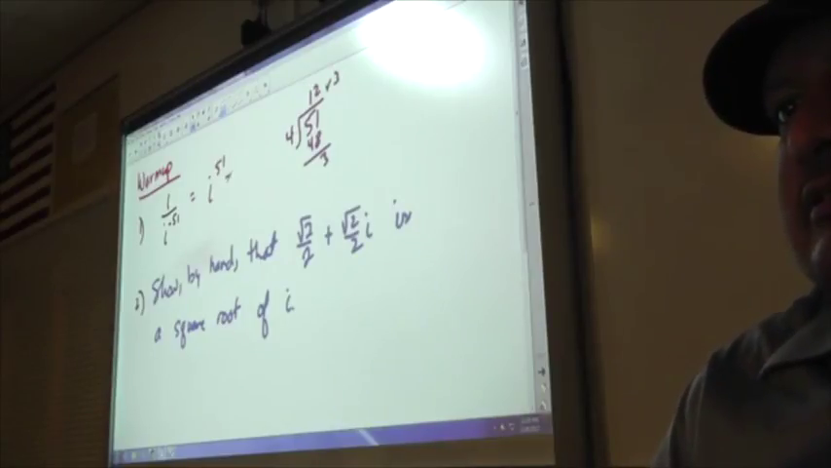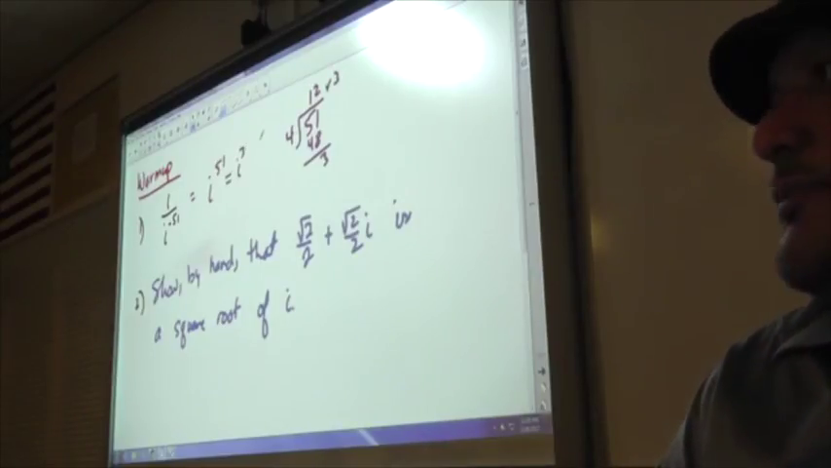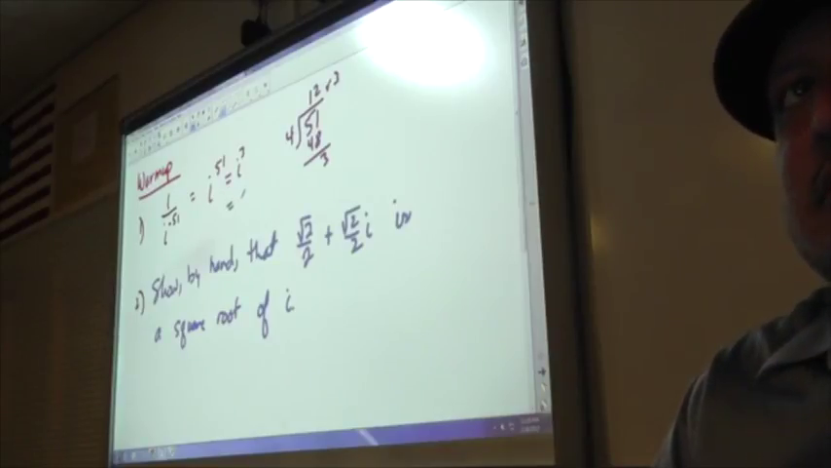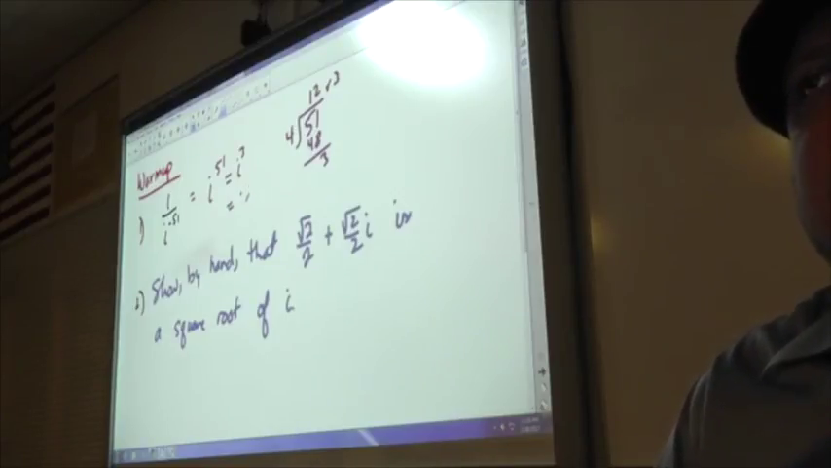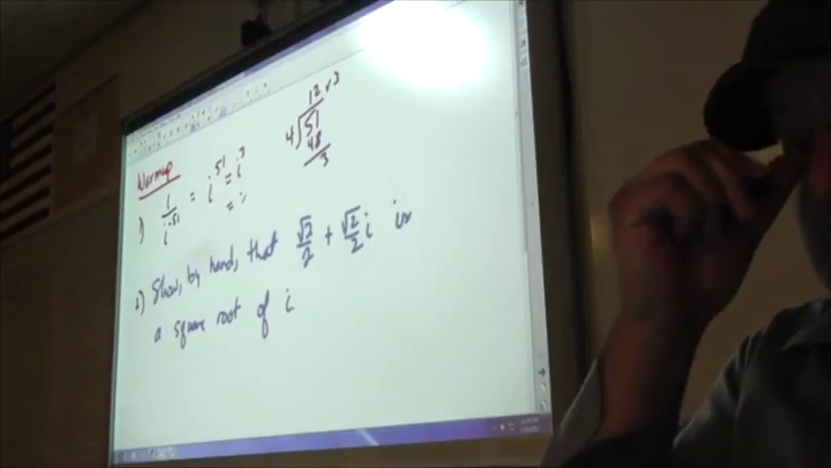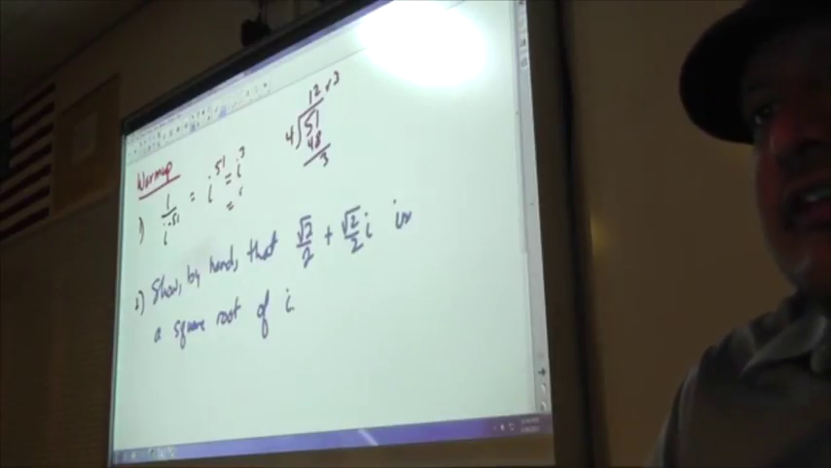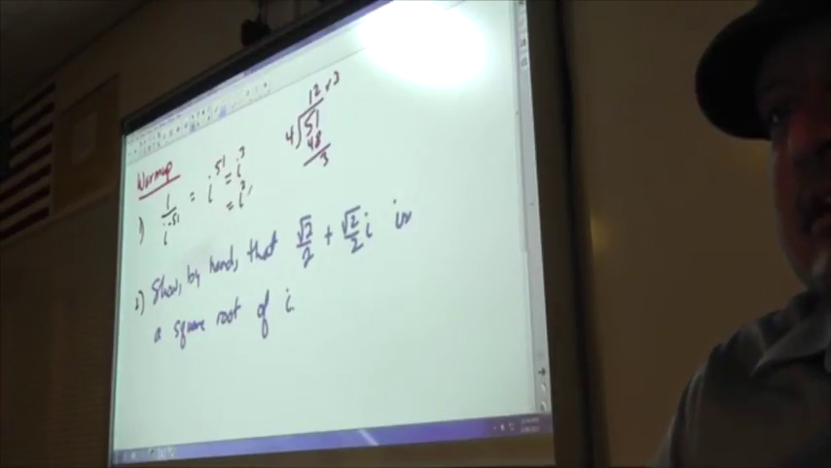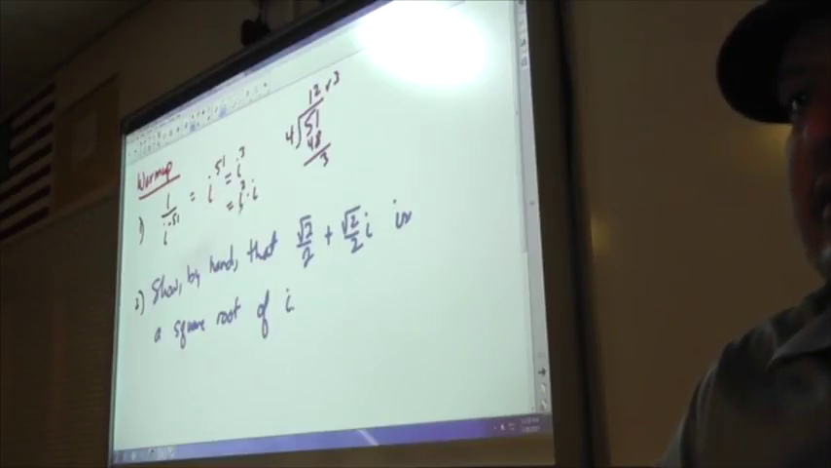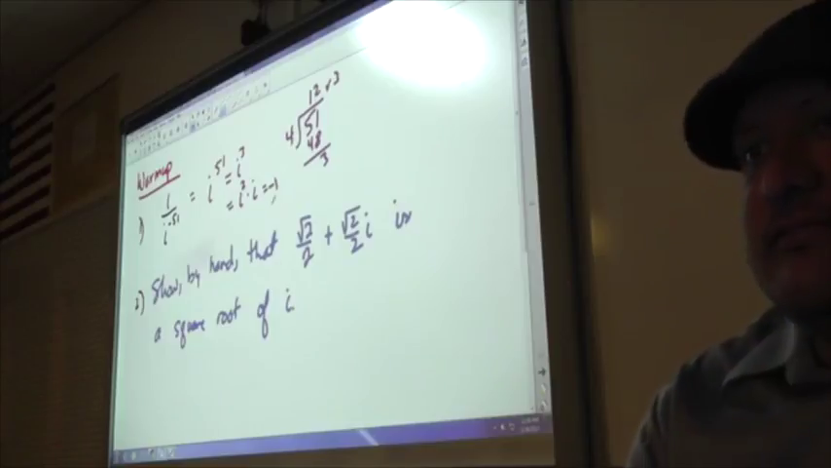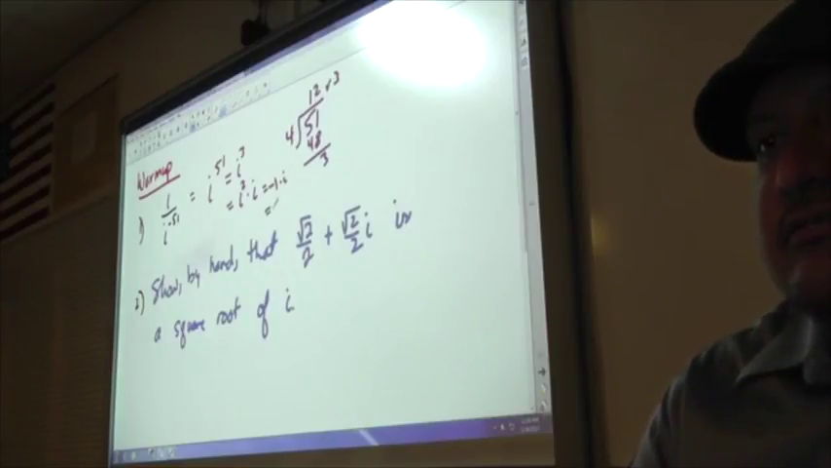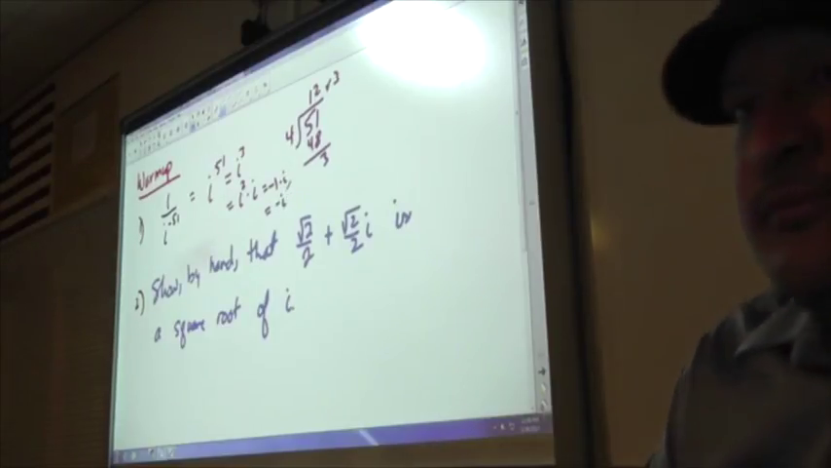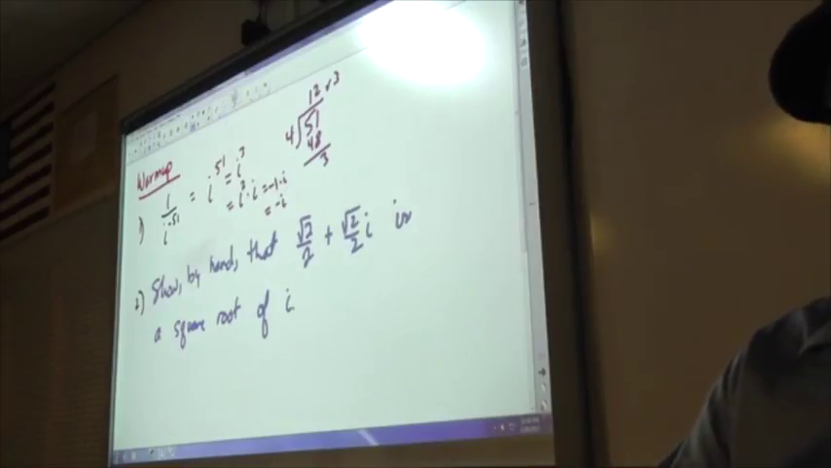So this is i to the third power, which is negative i. You can think of it as i squared times i. i squared is -1, so -1 times i, which is -i. All right.